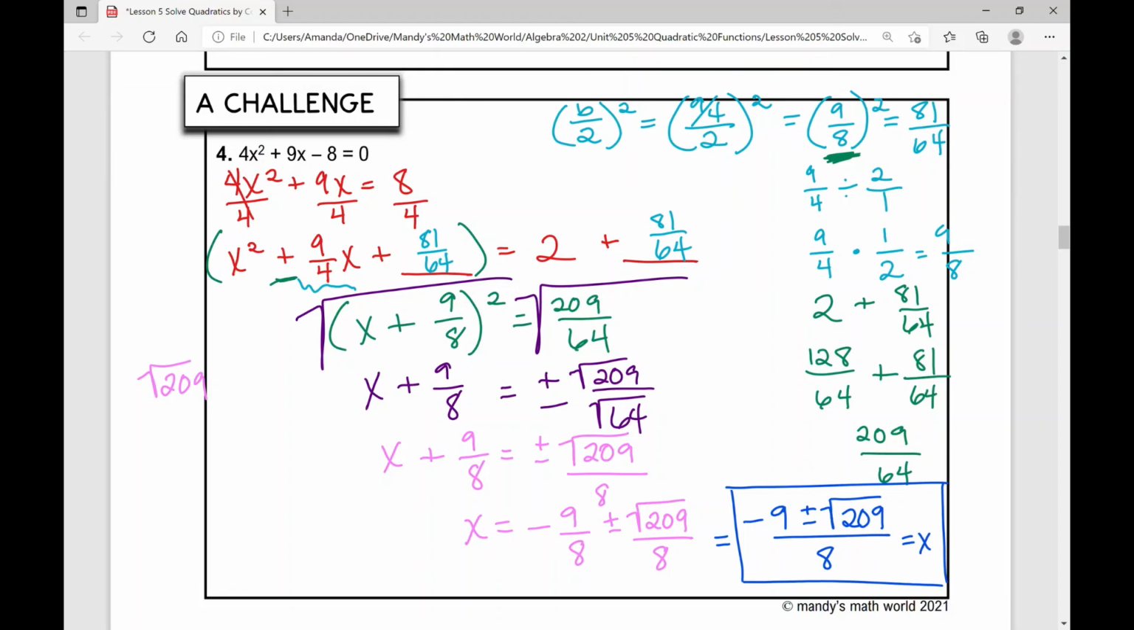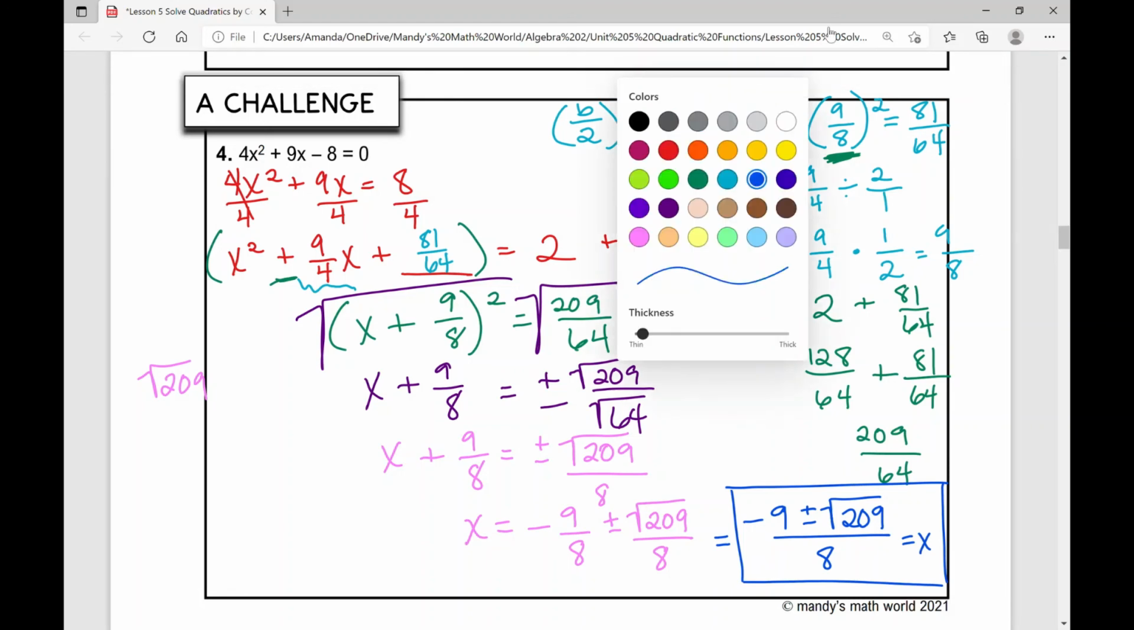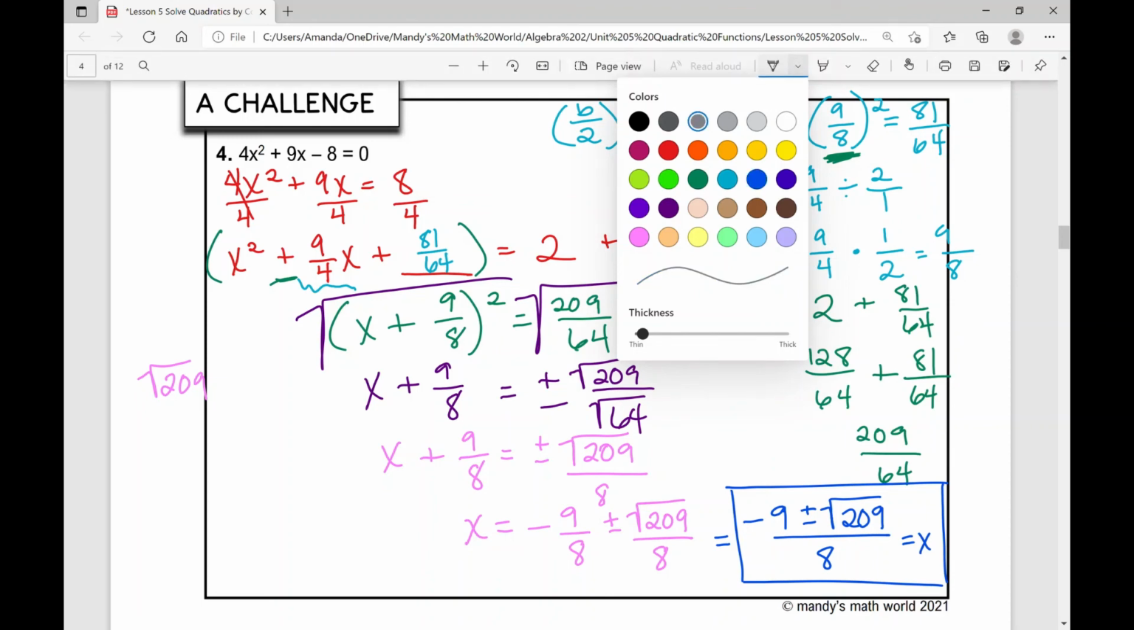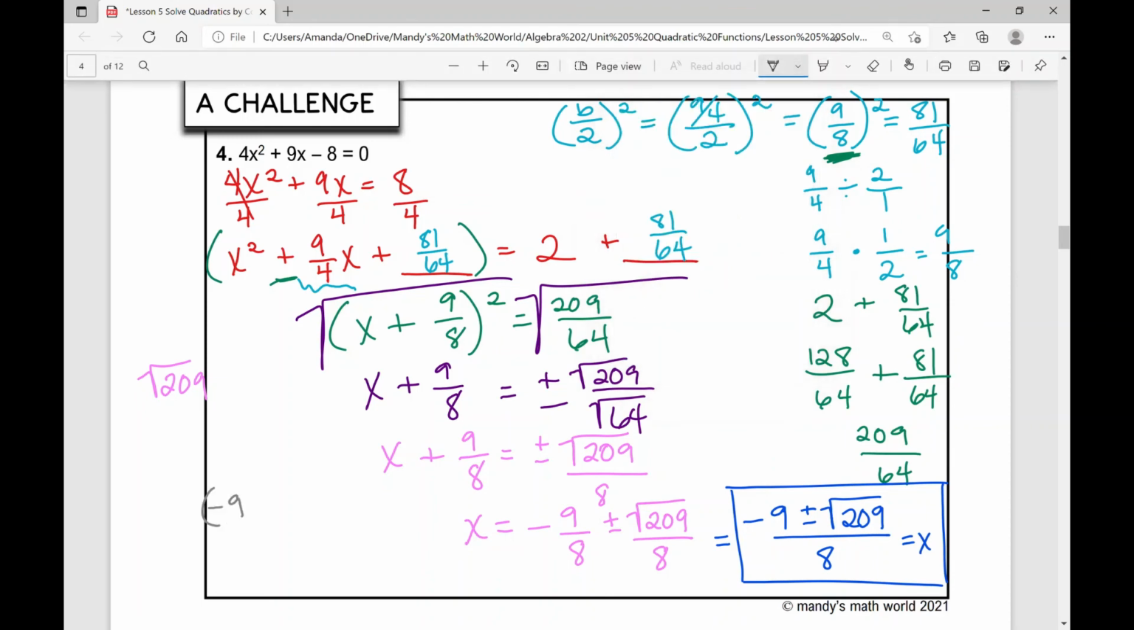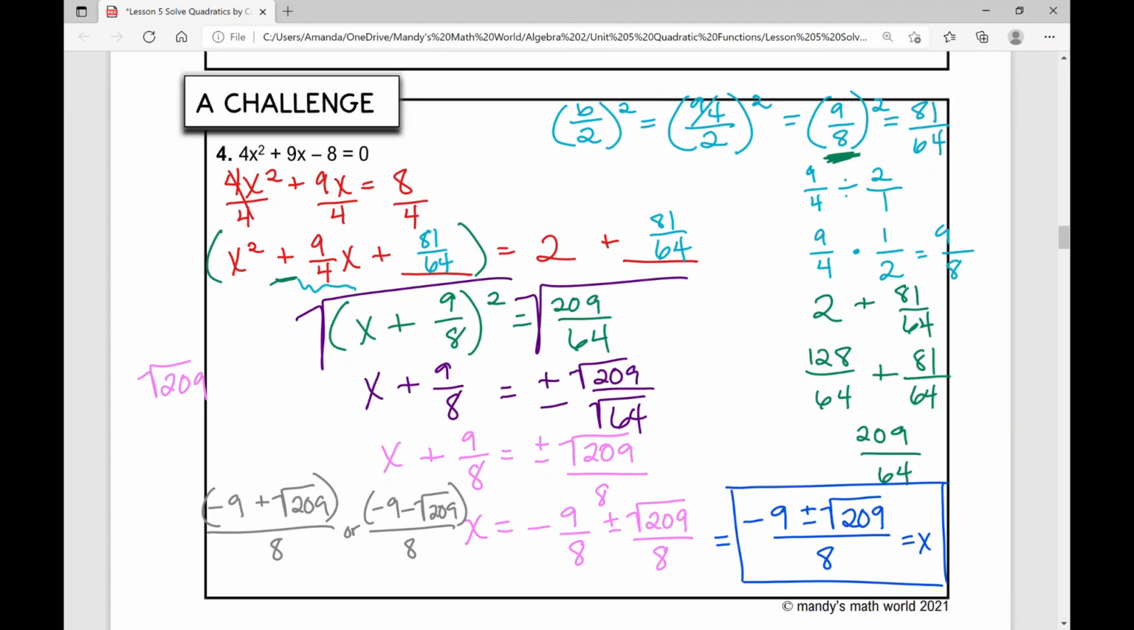Again, if you need to find the decimal value, you're going to have two cases. One where you have negative 9 plus the square root of 209, close parentheses, divided by 8, or negative 9 minus the square root of 209, close parentheses, divided by 8. And you'll get those two decimal values. But in most cases, you'll need to solve using simplified square roots. And that completes your very difficult notes over solving a quadratic by completing the square. I hope it was helpful.